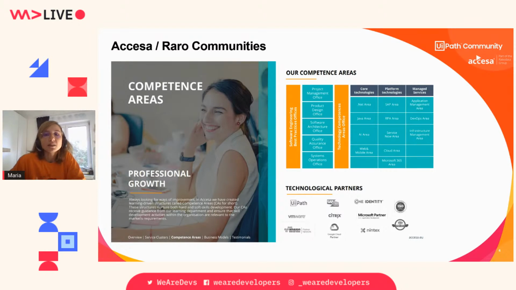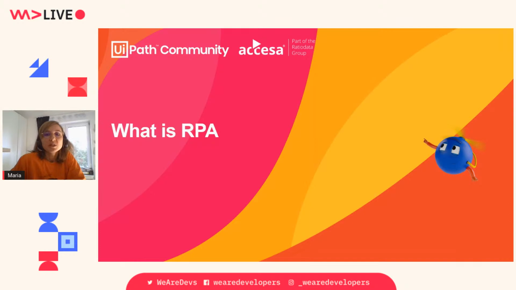Accesa is a trusted partner for major brands in retail, financial services, manufacturing, automotive. And in November last year, it started a new journey with Ratio Data AG, which is one of the largest system houses and service providers for banking technology and document digitalization in Germany. But let's stop the talk for a moment about the communities, and let's jump into the RPA topic. I will start by providing an introduction of what RPA means.